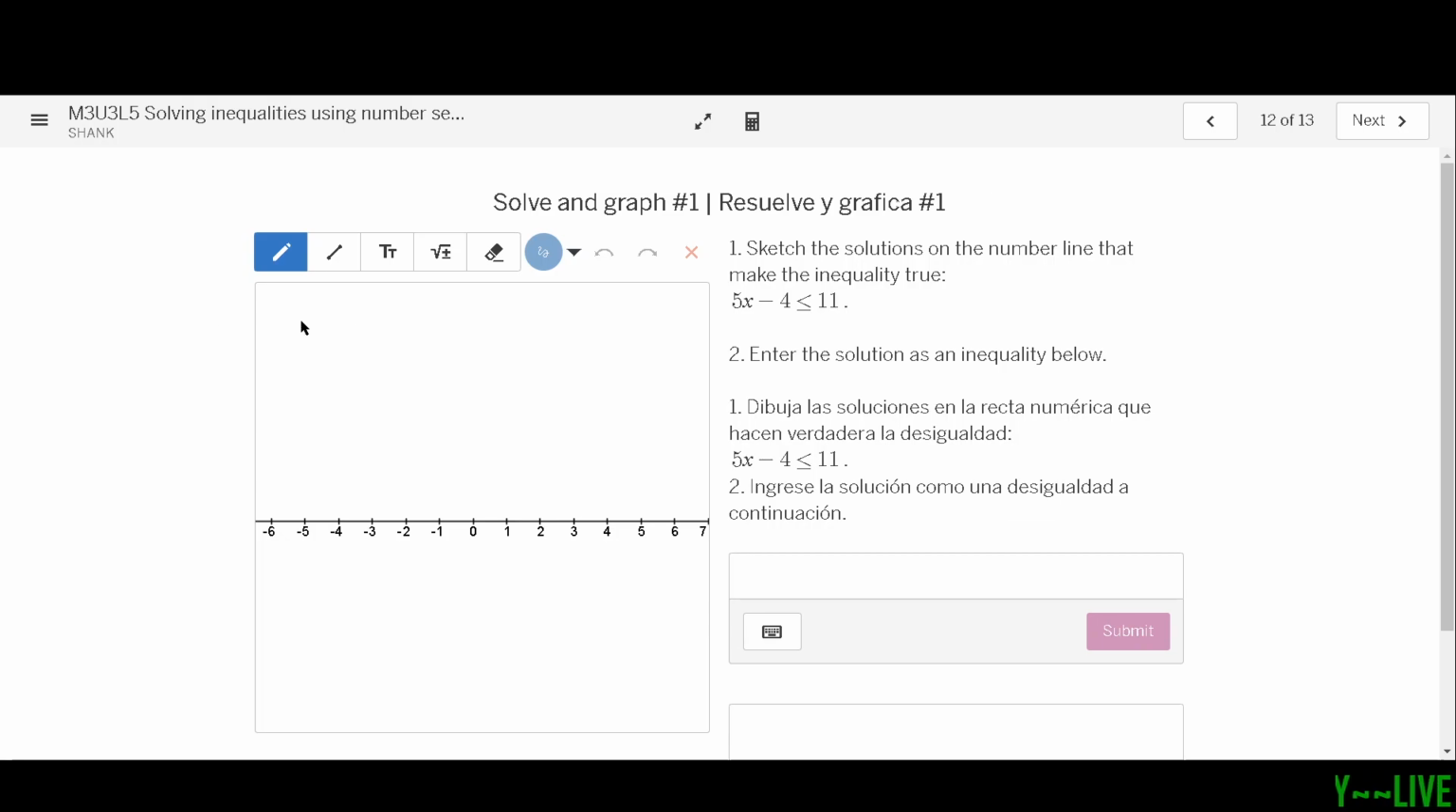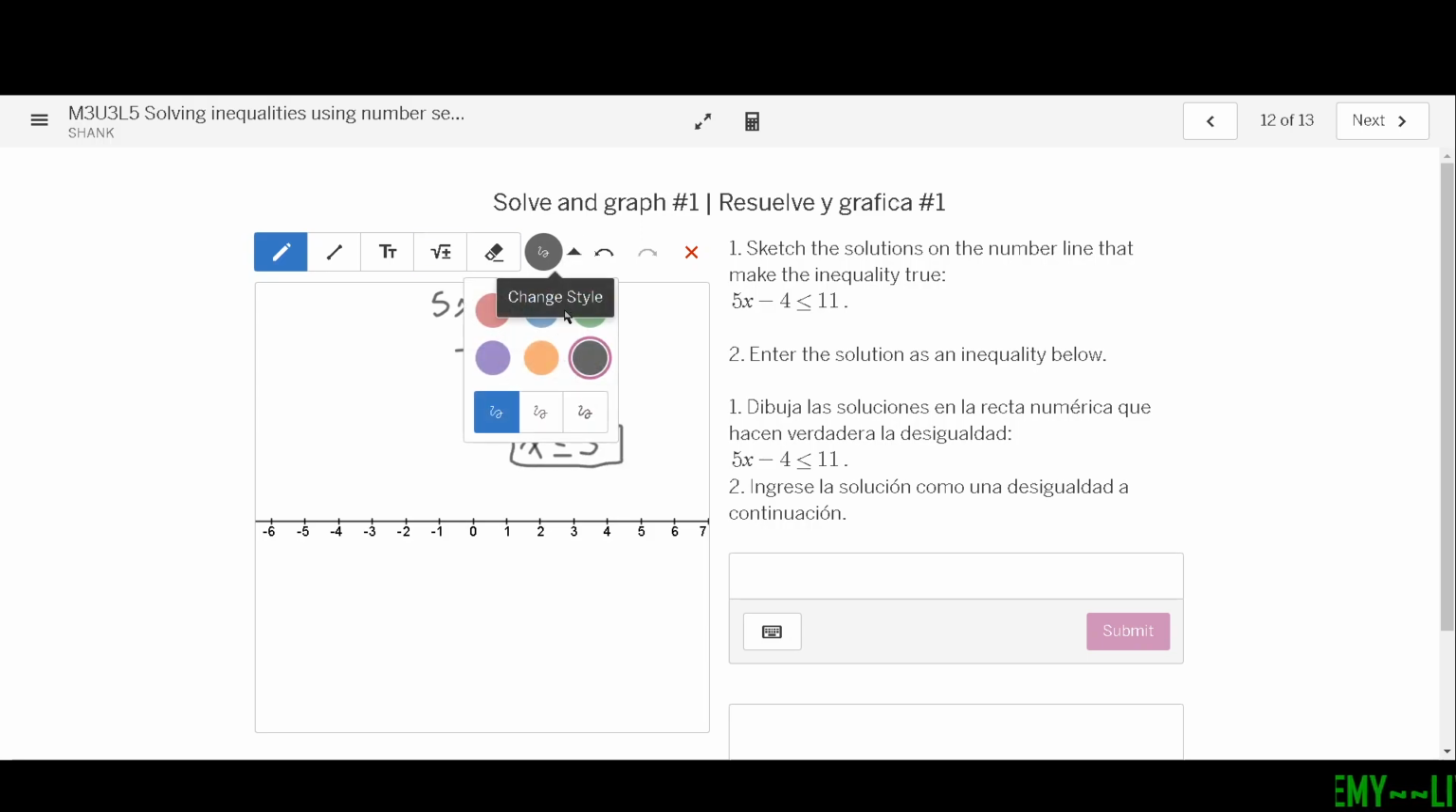All right, for this one, I'll do with you, and then the next one you'll have to do on your own. So it says sketch the solutions on the number line that make the inequality true. So we have to first solve our inequality. I have 5x minus 4 less than or equal to 11. So I have to do some inverse operations. I'm going to add 4 to both sides. So it's going to be 5x less than or equal to 15. Divide both sides by that coefficient, so divide both sides by 5. And I'm going to say x less than or equal to 3. So that's going to be my solution set.